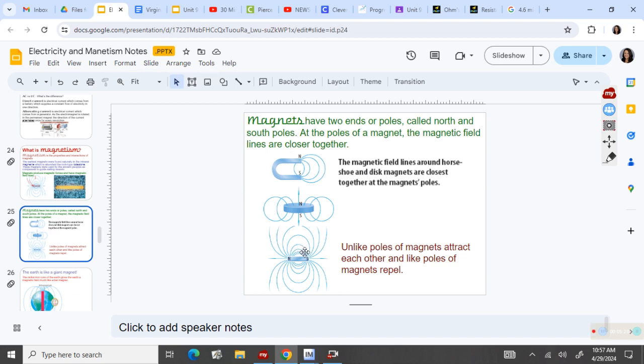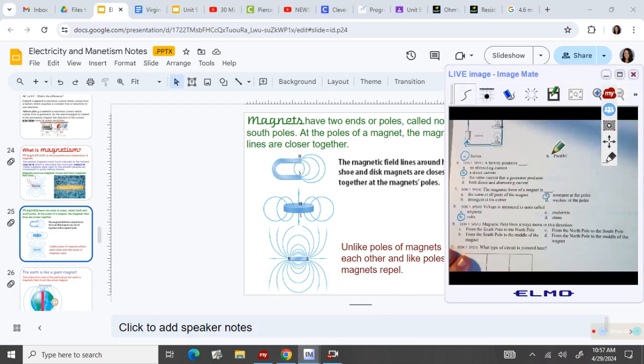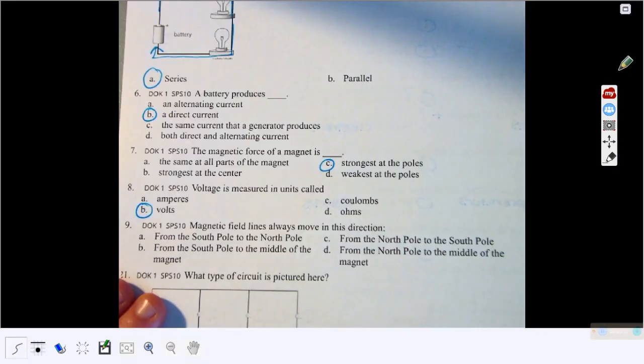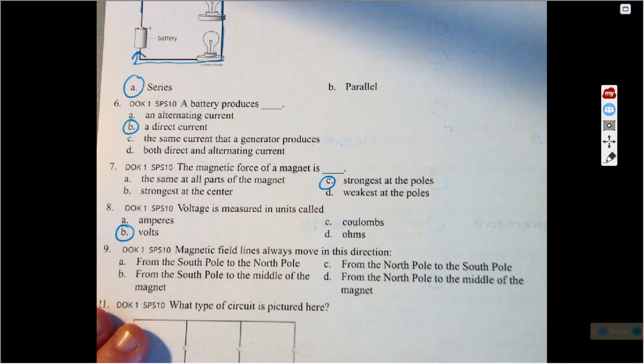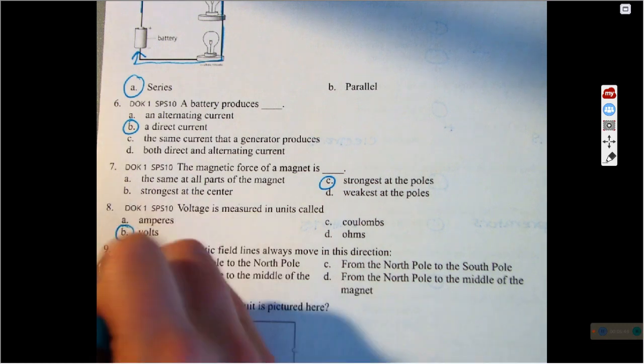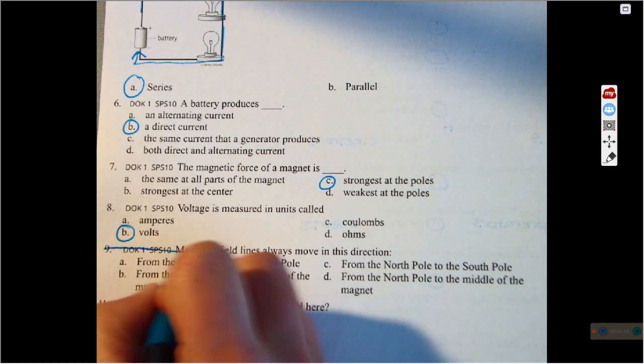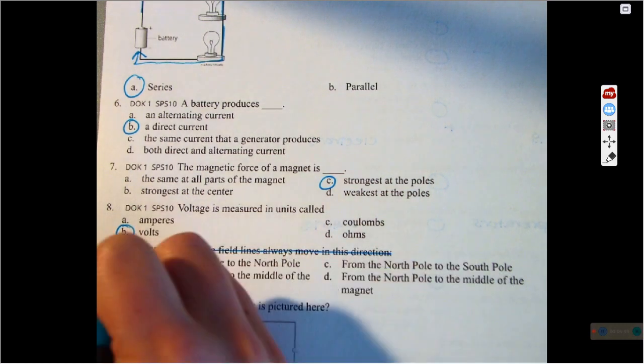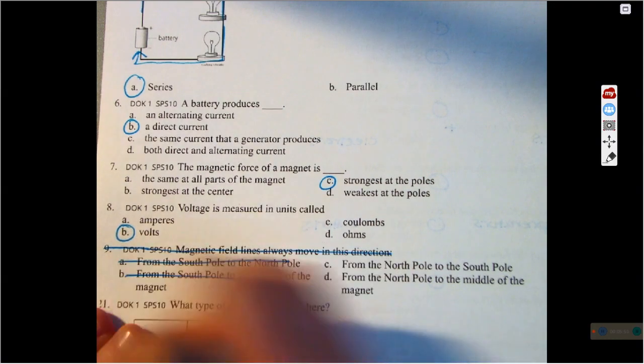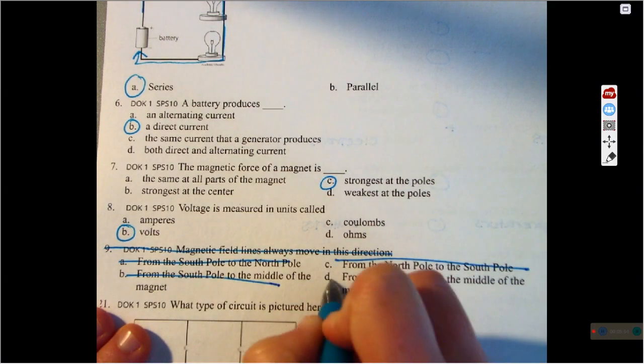So you can notice these lines are closest together at the poles. So when we look at this question right here, and it says they always travel in this direction, don't worry about that so much, because there's a couple answers here that could be correct, and there's not one correct answer, but for our purposes, we don't need this question. So cross this question out.